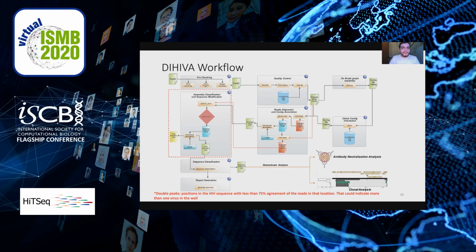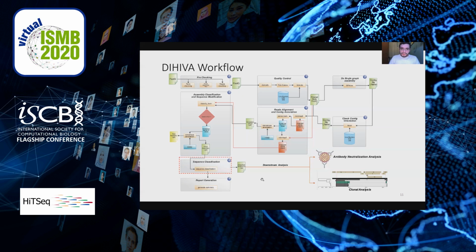So when we have the annotation and the coordinates of the reads, we can start looking for what we call double peaks. If a sequence has a double peak inside the M gene or 10 double peaks across the HIV genome, we classify the sequence as a bad assembly. Otherwise, they are classified as a good assembly, and they are subjected to the classification according to the genetic structure.